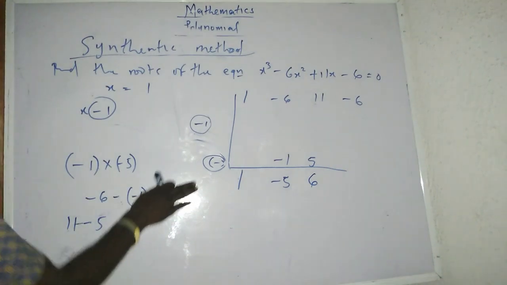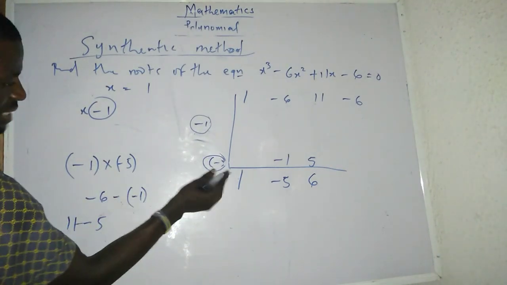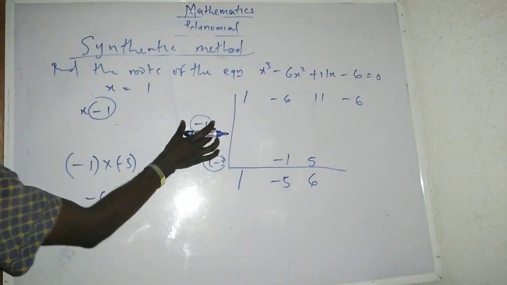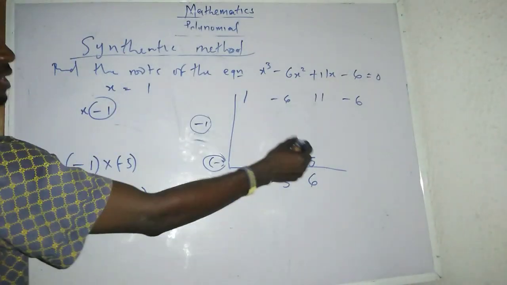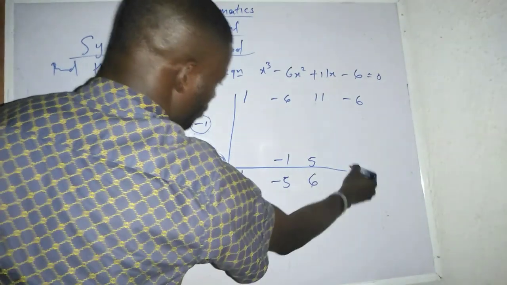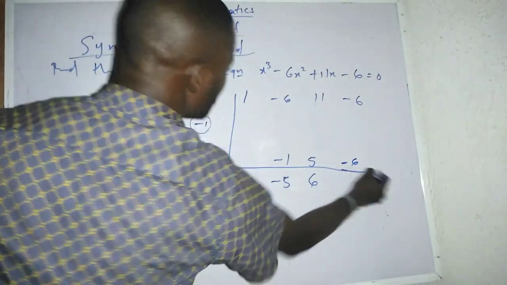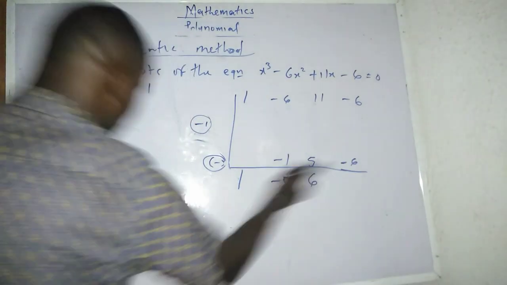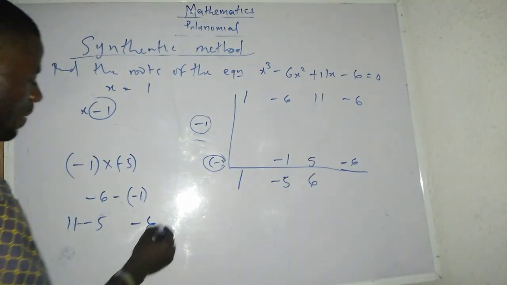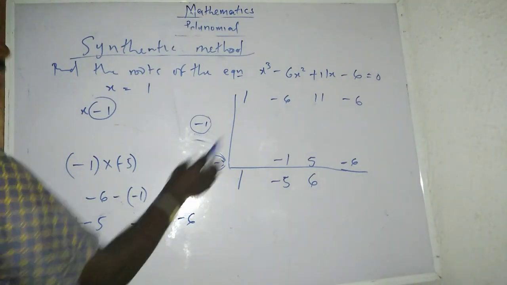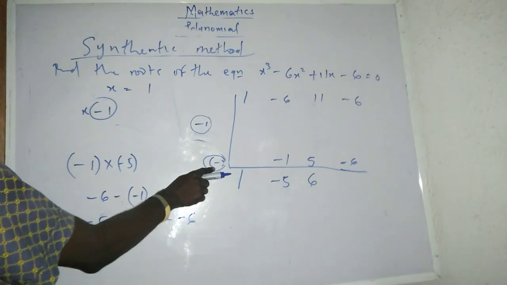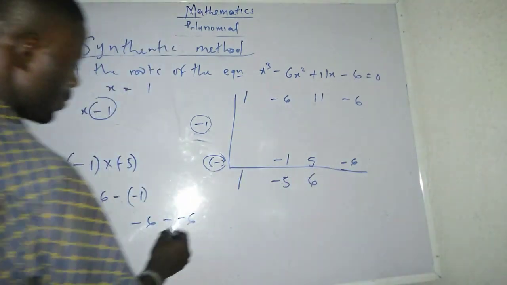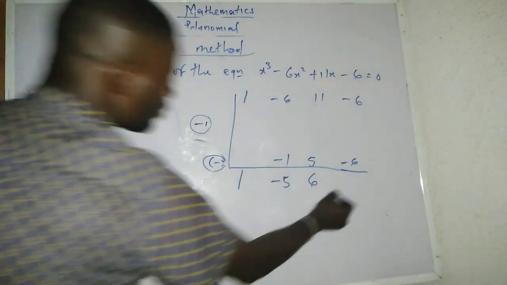Now, what I will do next is minus 1 times my 6, which gives me minus 6. Minus 6 minus 6, which is going to be 0.